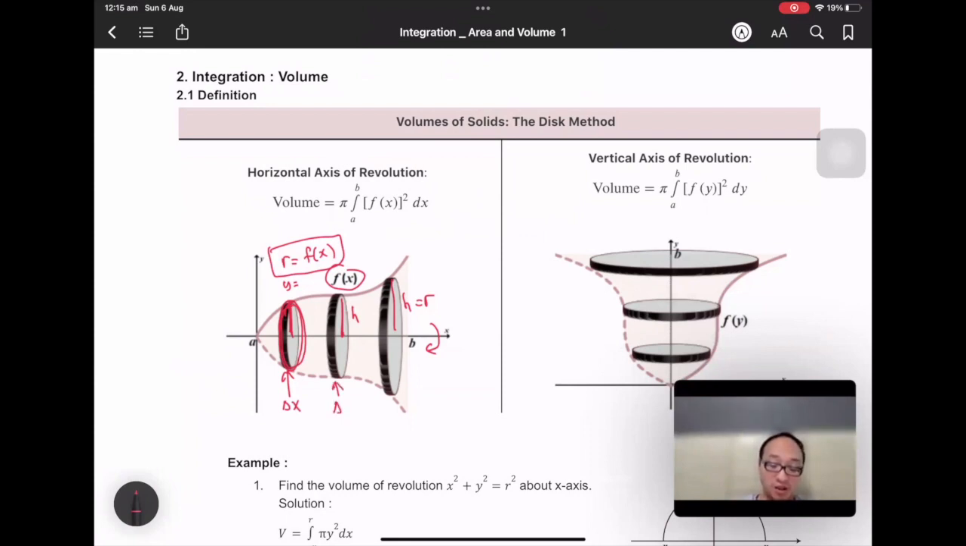So we sum the volume of the small cylinders. So it becomes sigma of the area of the circle. This is the area of the circle, so it's pi r squared times height. The height is the delta x.